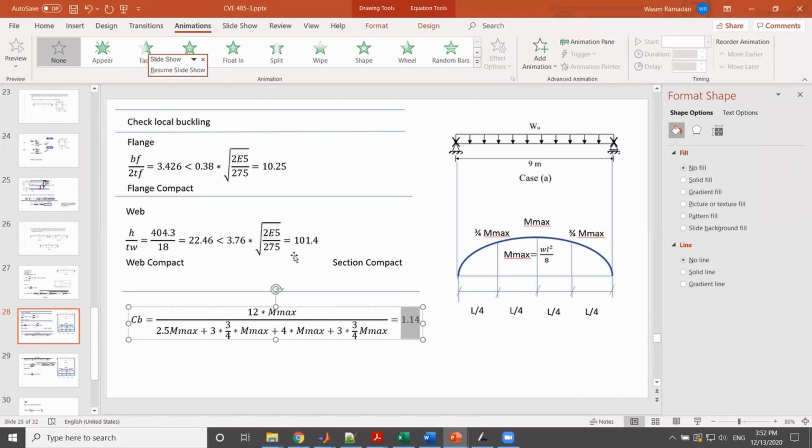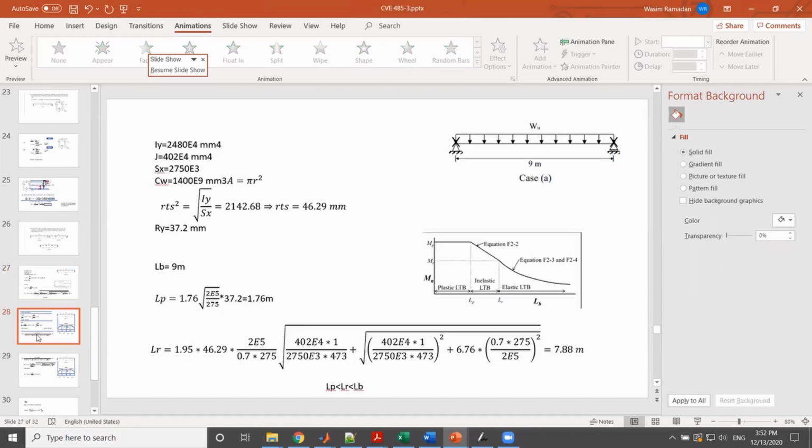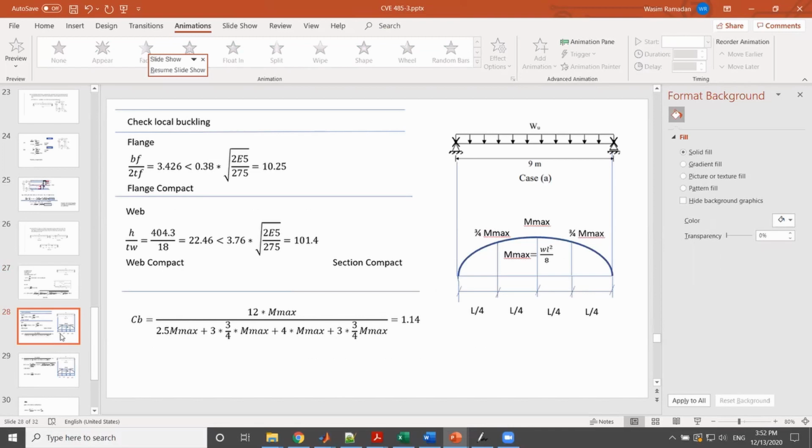Now, before I continue, do you have, guys, a question about the CB? Or do you have a question in general about this problem until here? Okay, seems everything is fine.